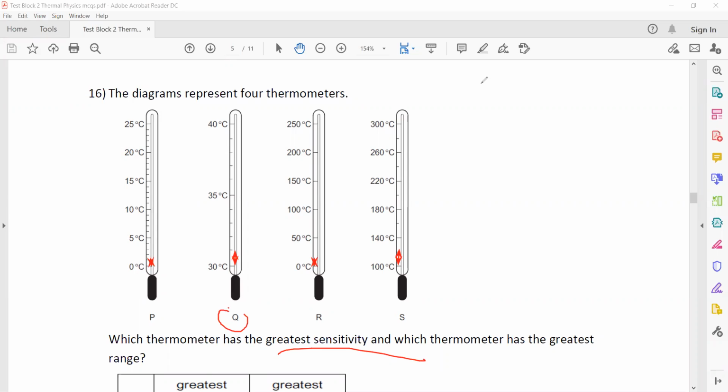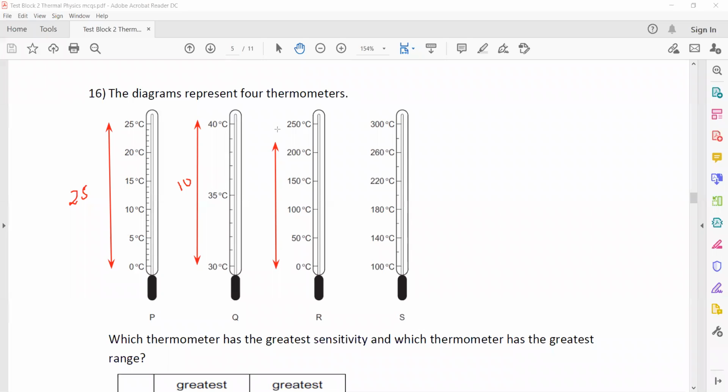And which has the highest range? Range refers to the difference between the maximum and the minimum value which the thermometer can record. So for P, it starts with 0 and maximum it can be 25, so it's 25. For Q, it started with 30 and the end point is 40, so it only measures 10 degrees.